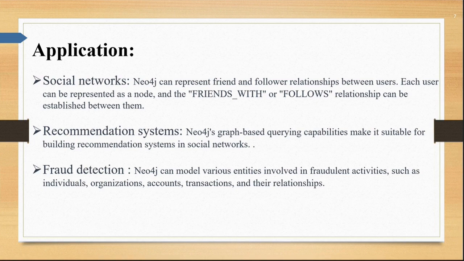The last application is fraud detection. Neo4j can model various entities involved in fraudulent activities, such as individuals, organizations, accounts, transactions, and their relationships. By representing these entities as nodes and their interactions as relationships, Neo4j can detect patterns of collusion, identify suspicious activities, and uncover hidden connections that indicate fraudulent behavior.